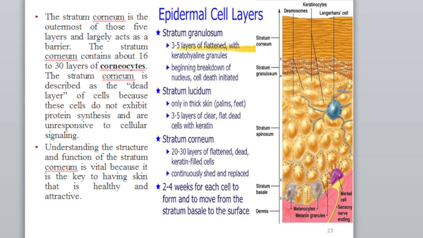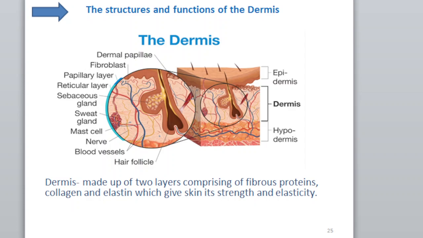Next slide. The dermis is made up of 2 layers comprising fibrous proteins, collagen and elastin, which give skin its strength and elasticity.